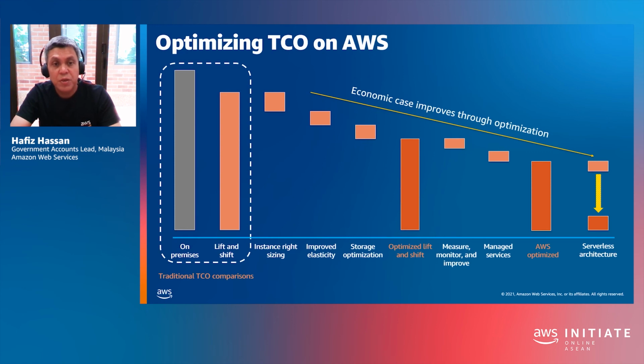The most optimized situation is when you start to build cost awareness into your cloud architecture, such as using technologies such as managed services, serverless, and so on. The economic case improves through optimization as you use more and more of the cost optimization capabilities that AWS has to offer, such as serverless, auto scale, and so on.